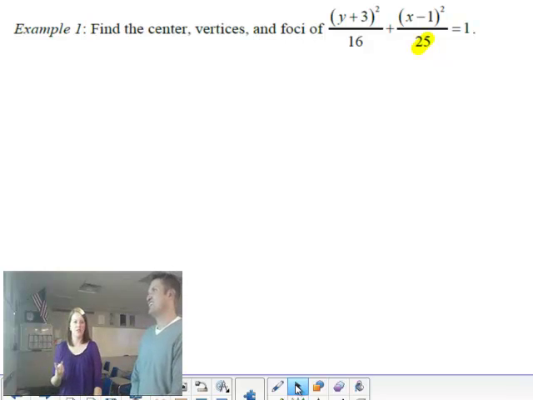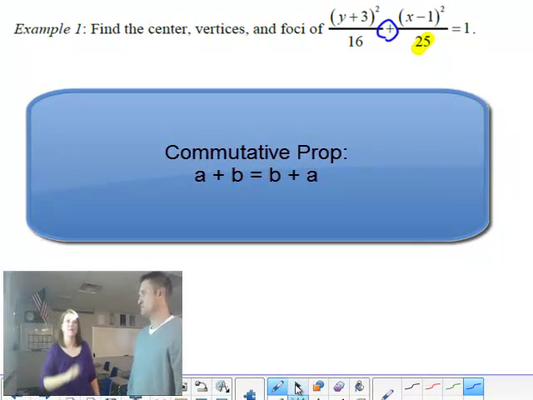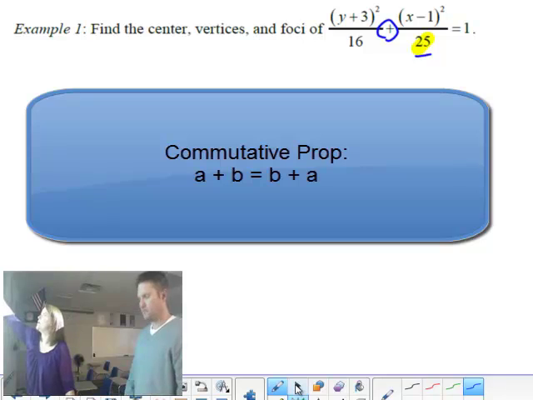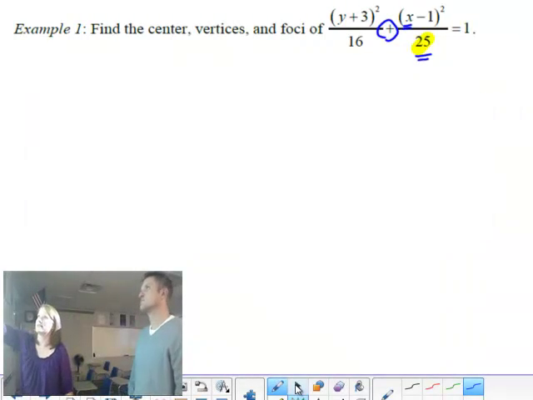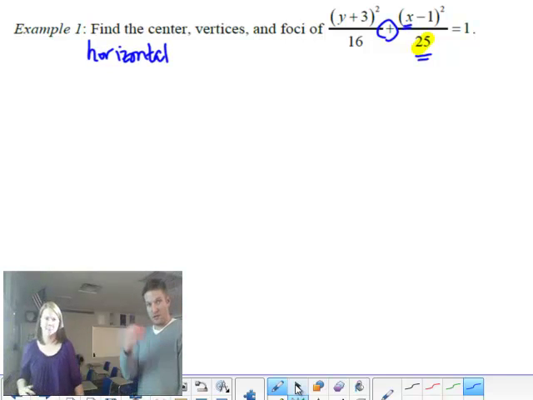Ooh, look, they switched the order on us. How mean was that? But why are they allowed to do that? Because this is adding, and the order of addition does not matter. So I care that the 25 is under the x. This is horizontal. Good. So we're doing a horizontal, and we know the equation.